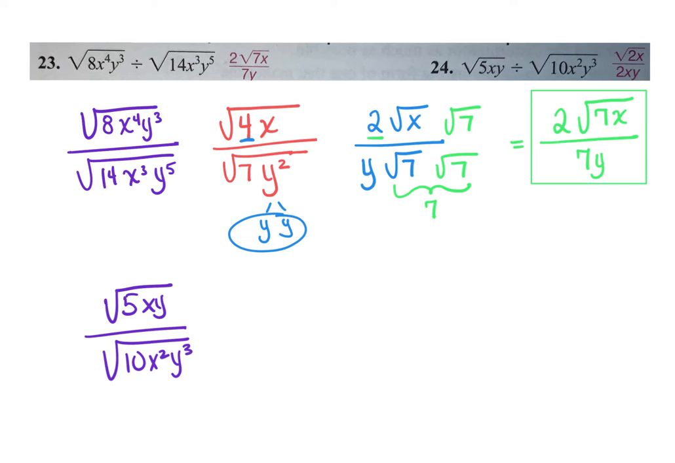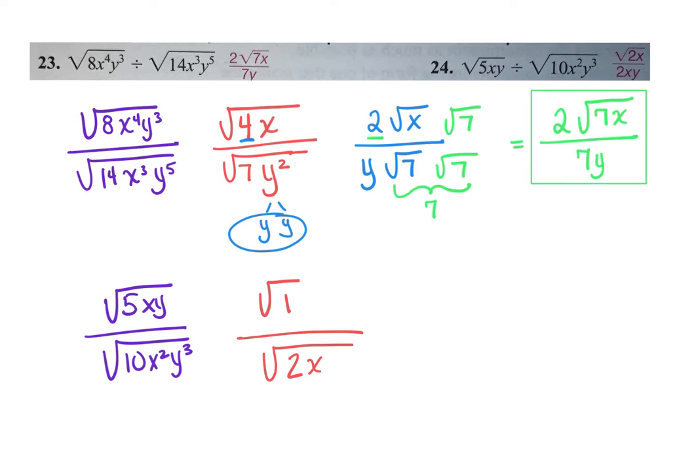So let's look at the numbers first. How do the numbers reduce? 5 over 10, how is that going to reduce? It's going to be what? 1 over 2, right? What about my x's? Yeah, I just have 1x on the bottom, right? So 1x on the bottom. What about my y's?